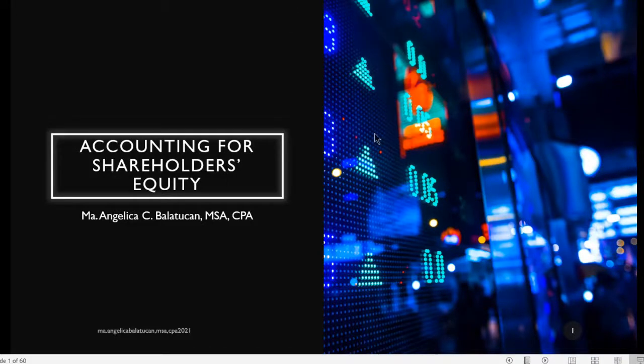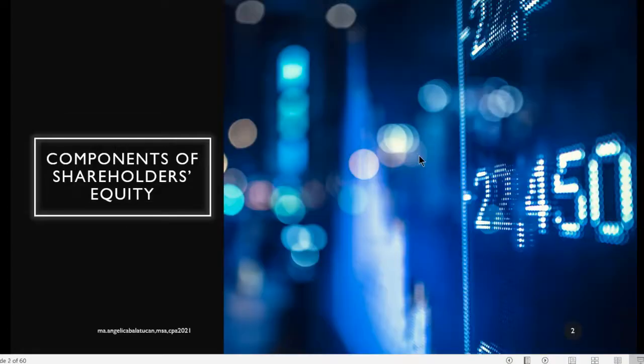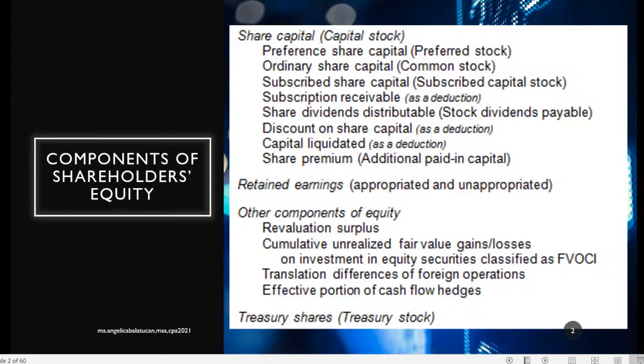So for today, our lesson is all about the accounting for shareholders' equity. The components of the shareholders' equity include the share capital, the retained earnings, and the other components of equity. And we also have the deduction from the shareholders' equity, which is the treasury share. The share capital is composed of the preference and the ordinary share capital.